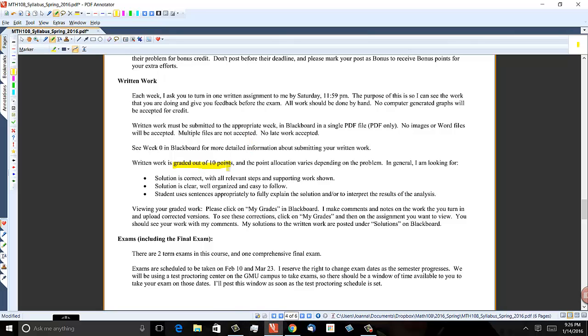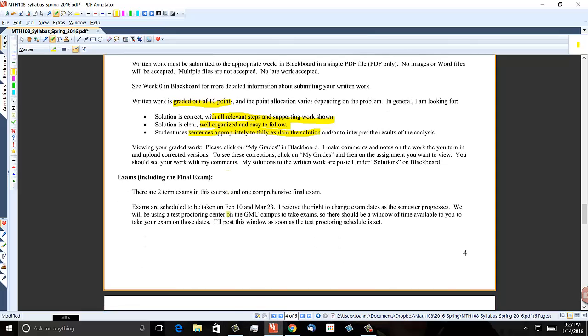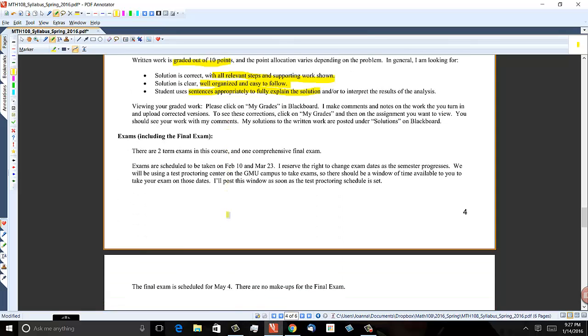Again, a grading outline of written work. The solution is correct with all relevant steps and supporting work shown. If you're not showing work in this class, you will receive deductions, and big ones. The solution is clear. It's well organized and easy to follow. You should label your work if you're not in the habit of doing that. You use sentences appropriately to fully explain the solution. Okay? So I expect write-ups to be on college level.